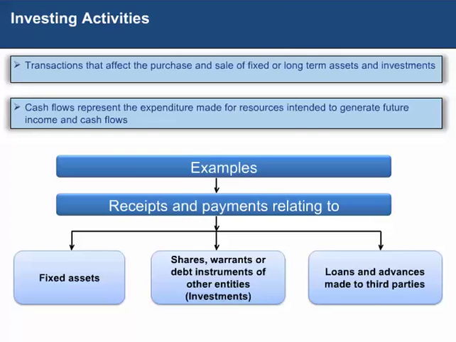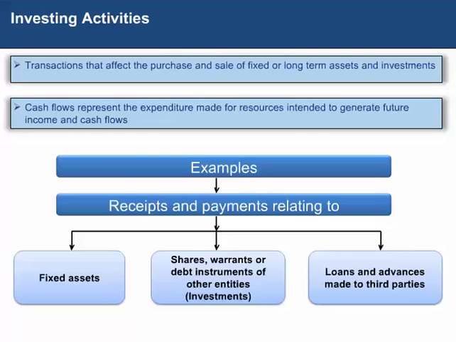Other examples could be investments in shares, warrants, or debt instruments of other entities. So for example, Pepsi invests in a company in such a manner that it becomes a subsidiary. This will help it to generate future cash flows for the Pepsi group on a consolidated basis, and thus it becomes an investing activity. Another example could be loans and advances made to third parties. So these loans and advances would generally be made to earn some interest income, and thus they also become investing activities.